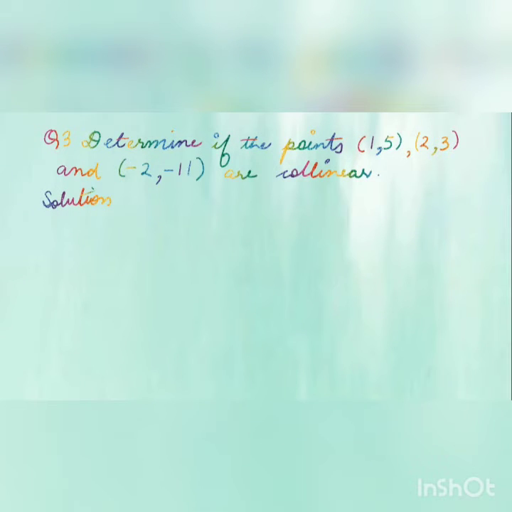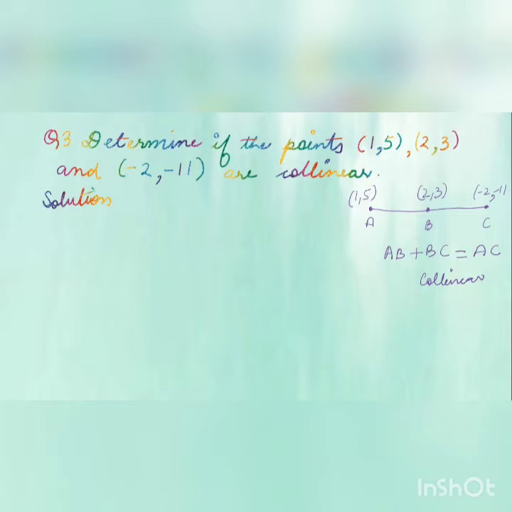Now question number three is, determine if the points (1, 5), (2, 3) and (-2, -11) are collinear. First of all, you should know that three points are given. Suppose the points are A, B, C. You can say that these points are collinear if AB plus BC equals AC. So your points are (1, 5), (2, 3) and (-2, -11).